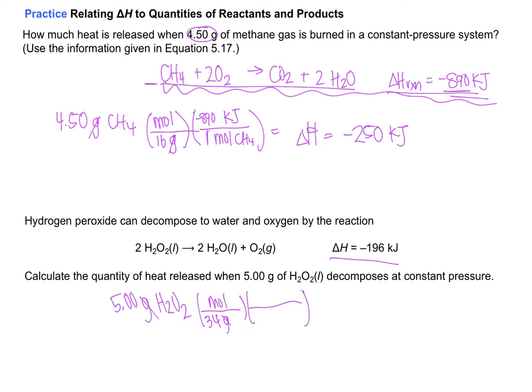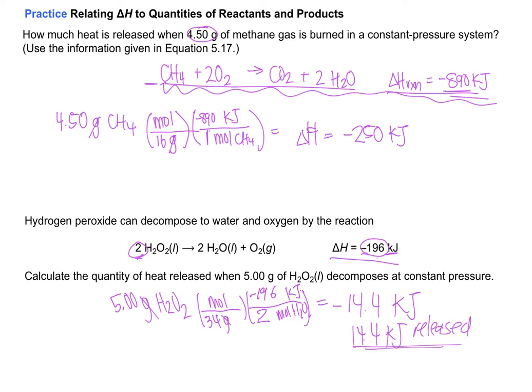Now I'm in moles, so I can use the molar ratio. So I'm going to go from moles of H2O2 into kilojoules for my reaction. I'm going to look at my numbers on my chemical reaction. So there's a 2 in front of the hydrogen peroxide and negative 196 kilojoules in front of my energy unit. So I'm going to do this math, and you should get negative 14.4 kilojoules, or you can say 14.4 kilojoules are released. So pay attention to the wording because that will matter.